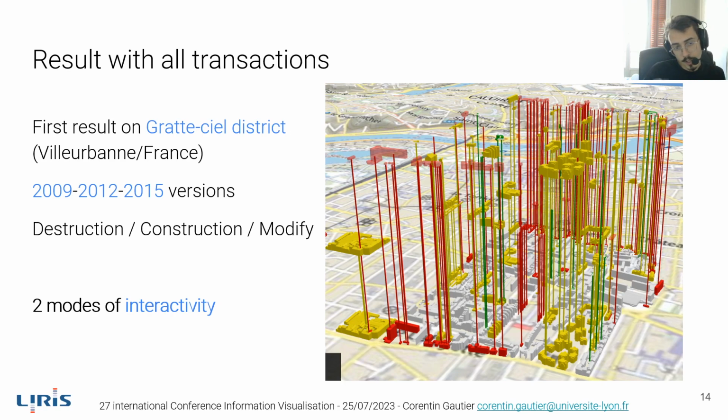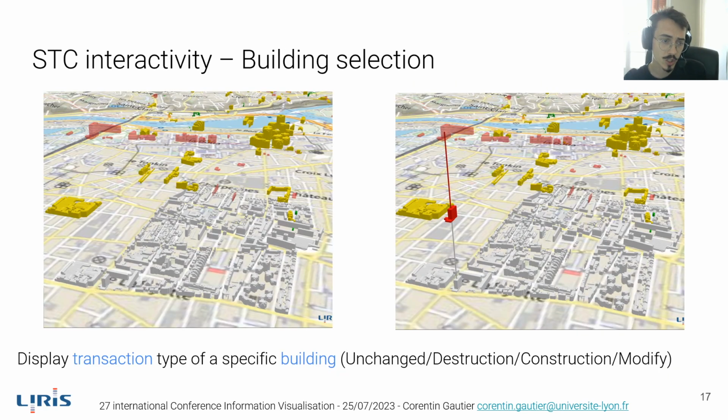To enhance this kind of representation, we bring two modes of interactivity to be more precise in your analysis of the data. The first one is the selection of a specific building. The user can click on the building and the whole evolution of the building will appear in the area of the space-time cube. So you can have, for example, here the unchanged transaction and after that the destruction. You can see here.